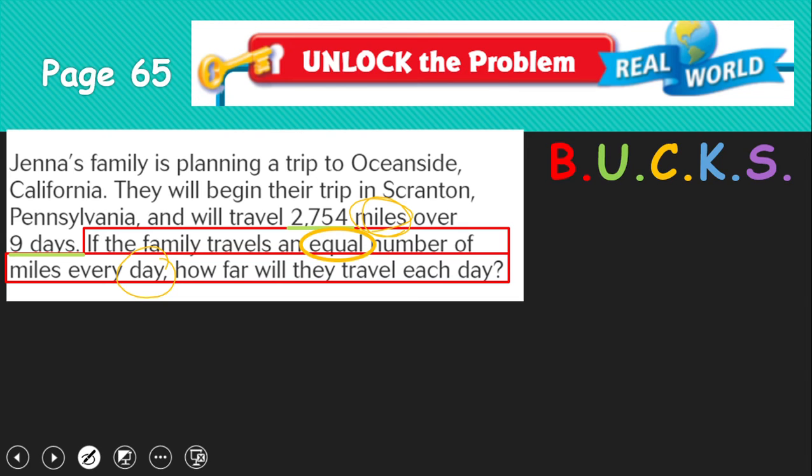Now, K is for knocking out. I'm going to knock out the beginning part. I know it is important to know where they're traveling, but that's not what we're trying to find out. We just want to know how much they travel in each day.